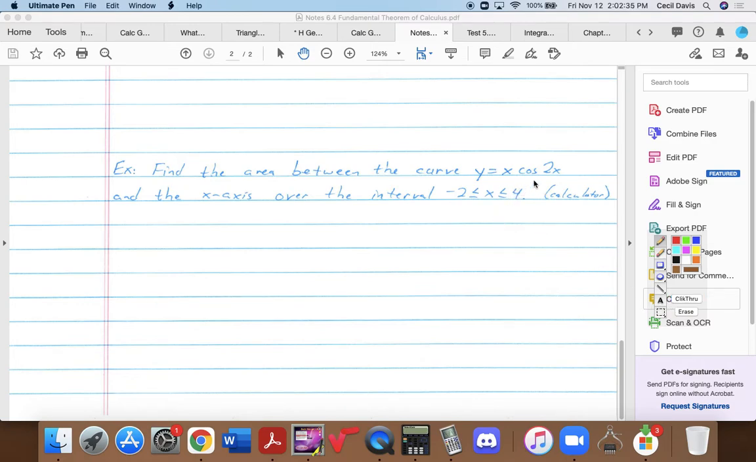So, since part of this is probably going to be under the axis, and part of it will probably be over the axis, we'll do the absolute value.